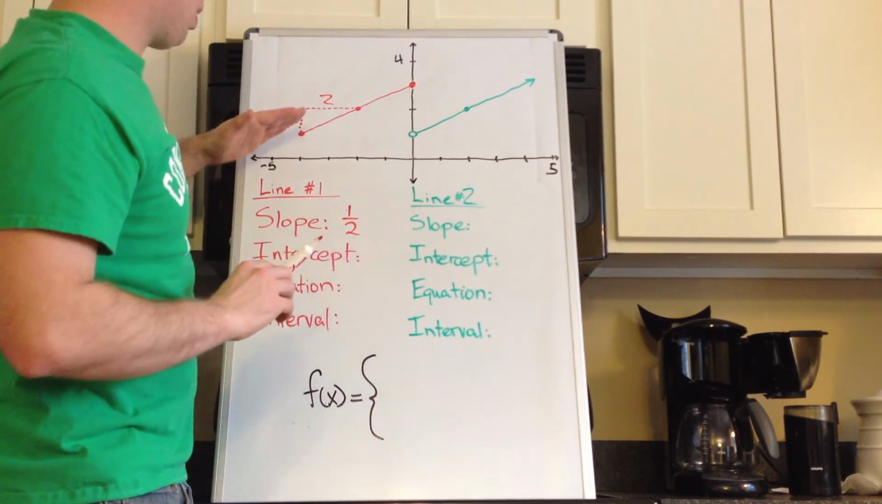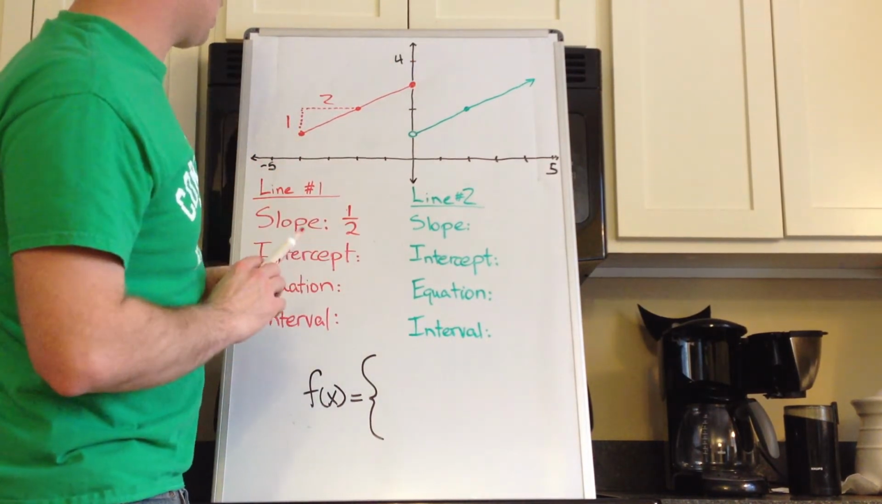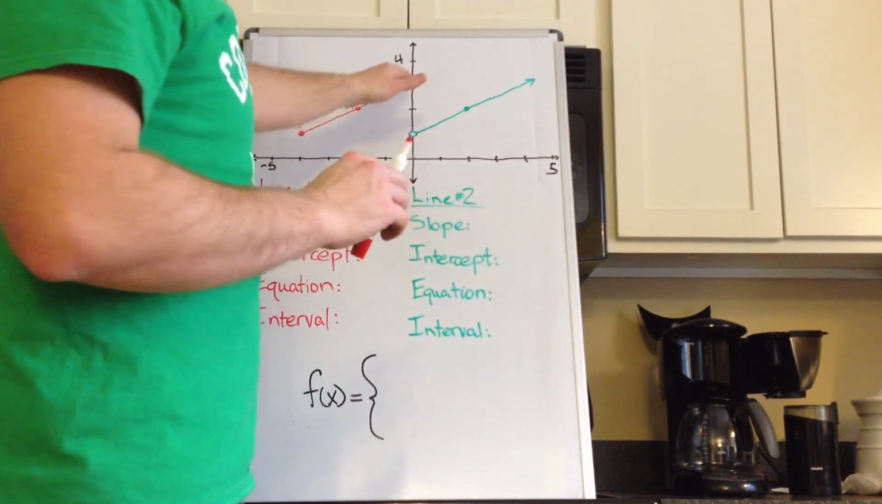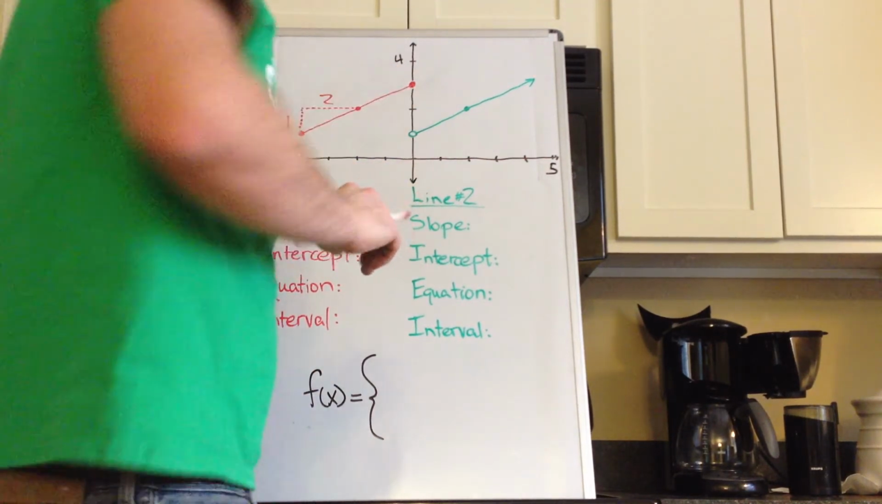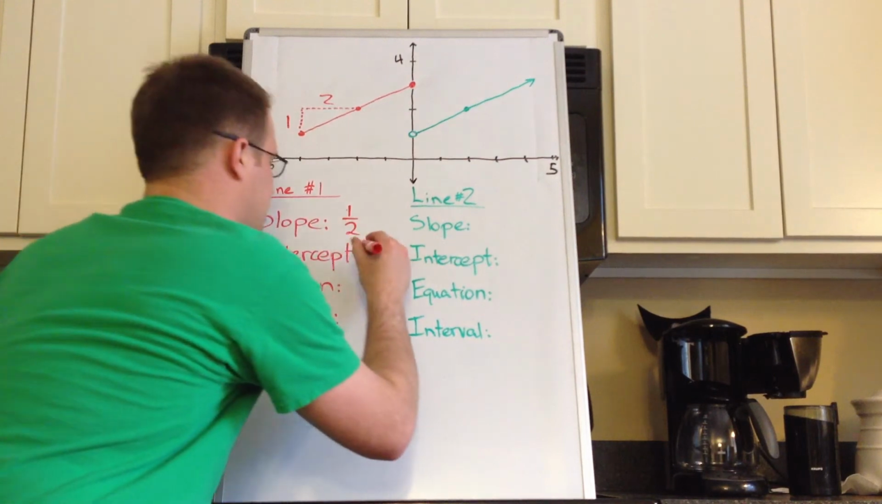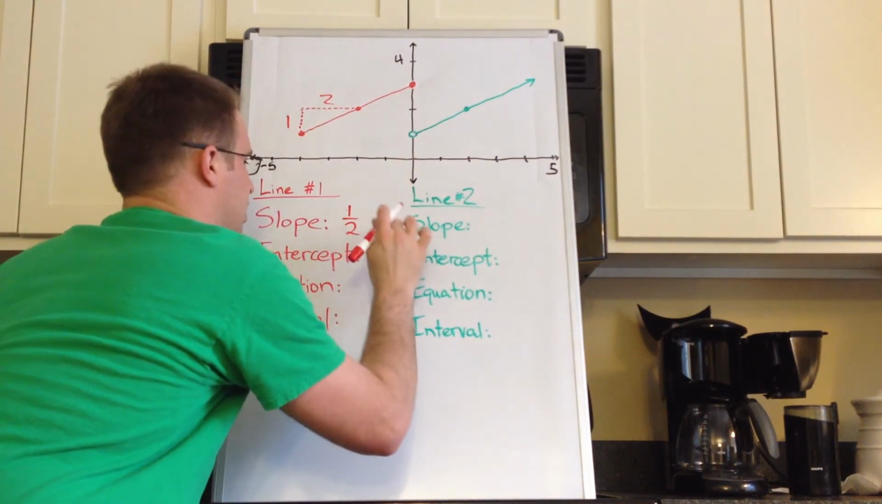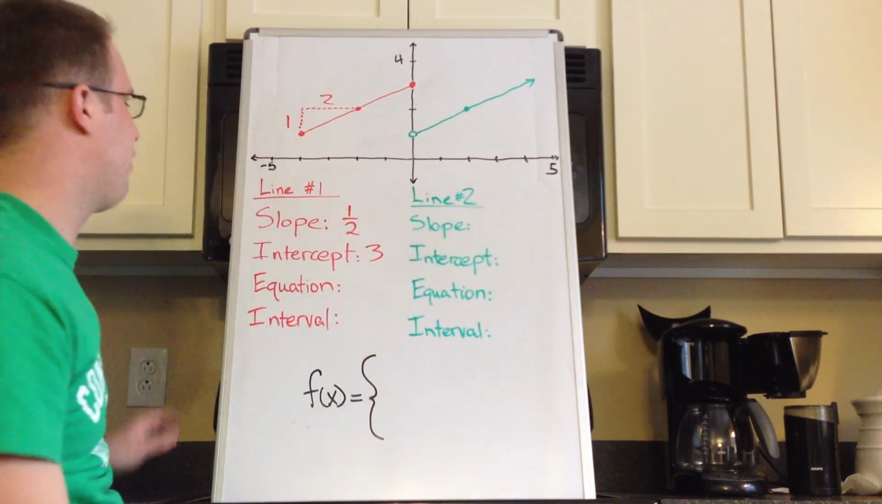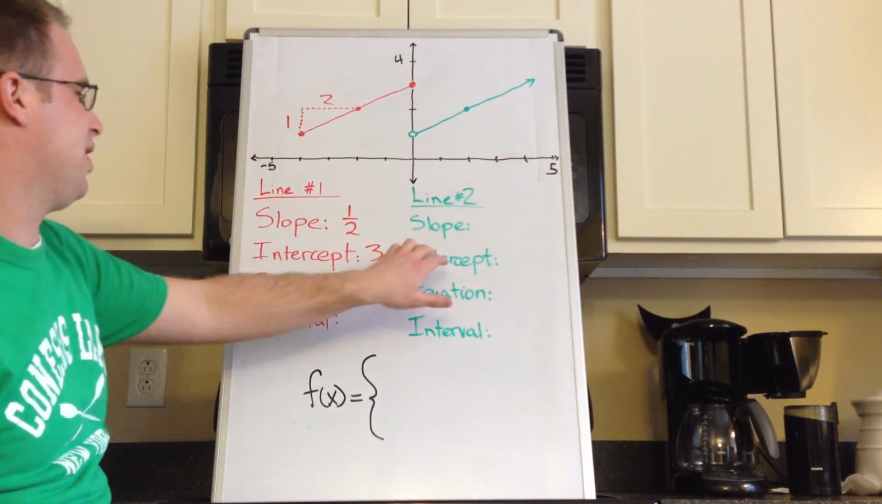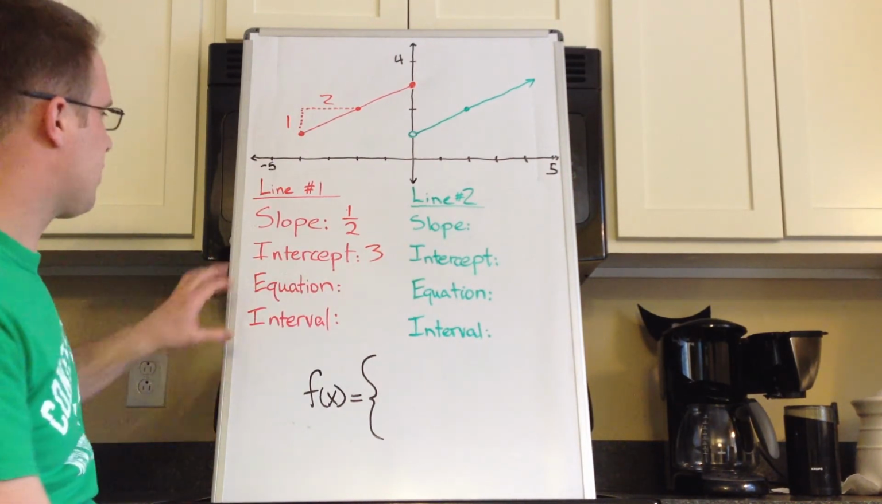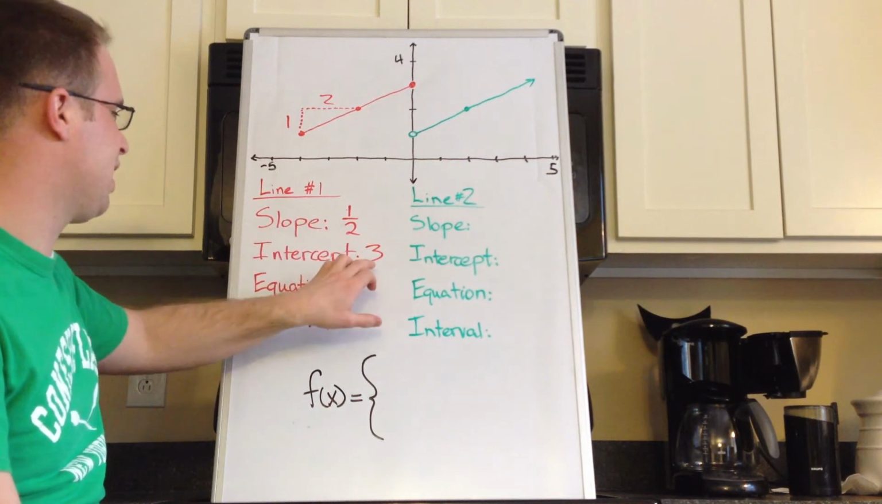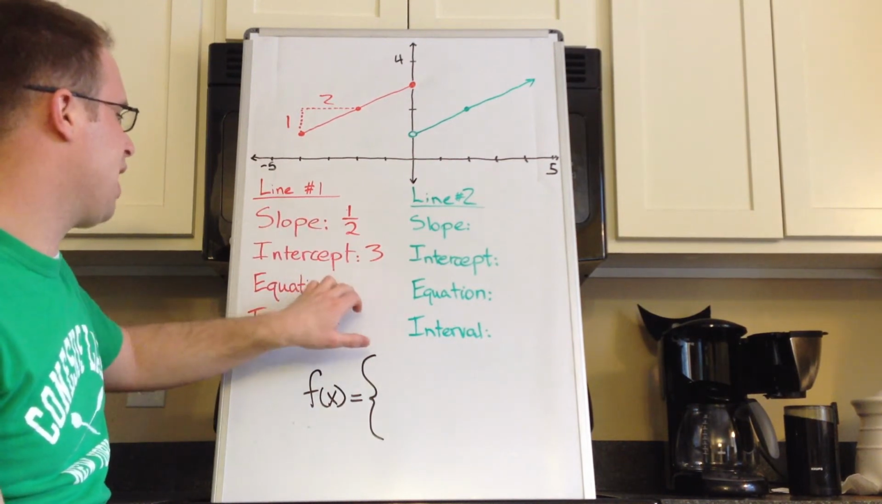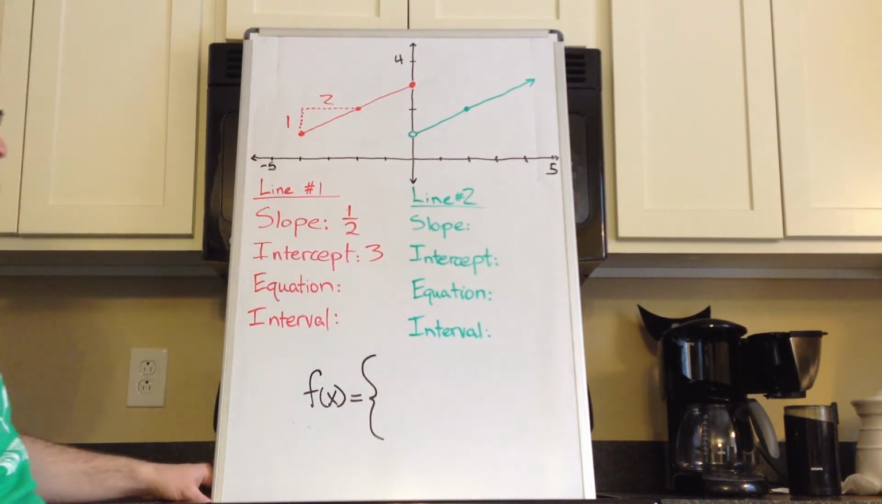The intercept is where the line hits the y-axis. So we can see this line hits the y-axis at y equals 3. So 3. If I could do this video over, I probably would have written y-intercept instead of intercept, but not a big deal. Okay, now that we know the slope and we know the intercept, I'm going to put this in y equals mx plus b form.